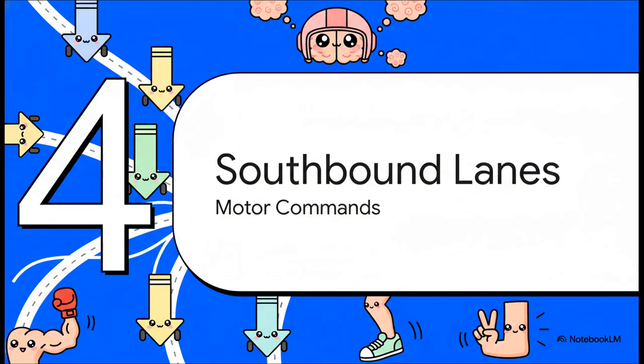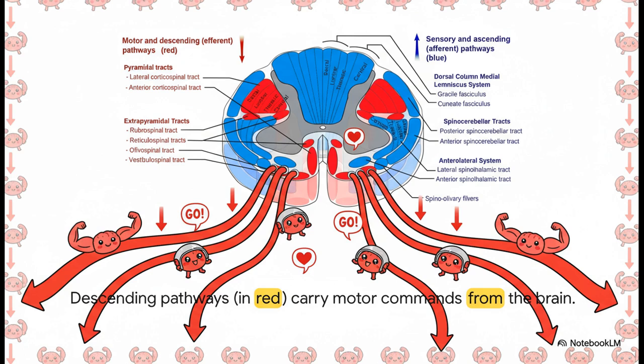Okay, so we've got the northbound traffic down. All that info is flowing up to the brain. But what about the other way? What about the southbound lanes? Well, these are the motor commands. These are the instructions going from the brain back out to the body. So if we look back at our map, it's pretty clear. All that red you're seeing, that's our southbound traffic. These are all the descending or motor pathways.